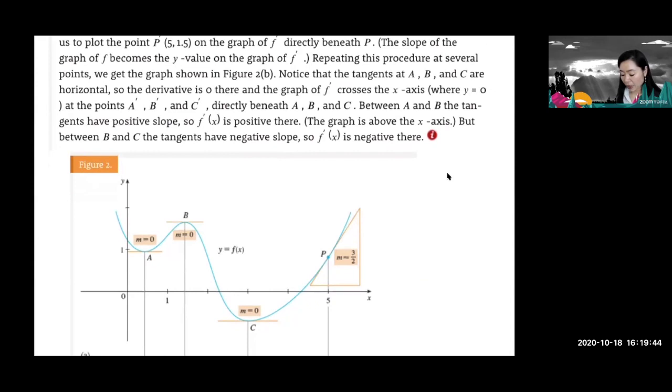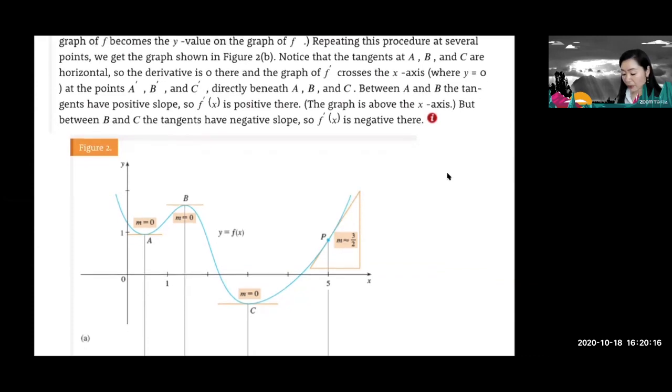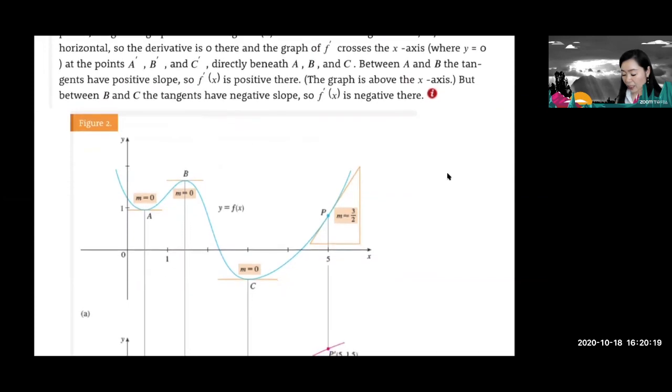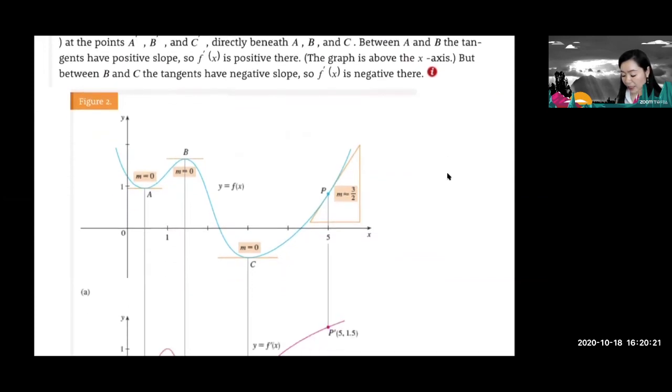Now we can pick other points on this graph. For example, notice that at these points A, B, and C, the tangent lines are horizontal. So the derivative is going to be 0 here, here, and here. The slope of the tangent line is equal to 0. The slope of the tangent line here is about 3 over 2. So we're going to draw the graph for f prime directly beneath this graph.